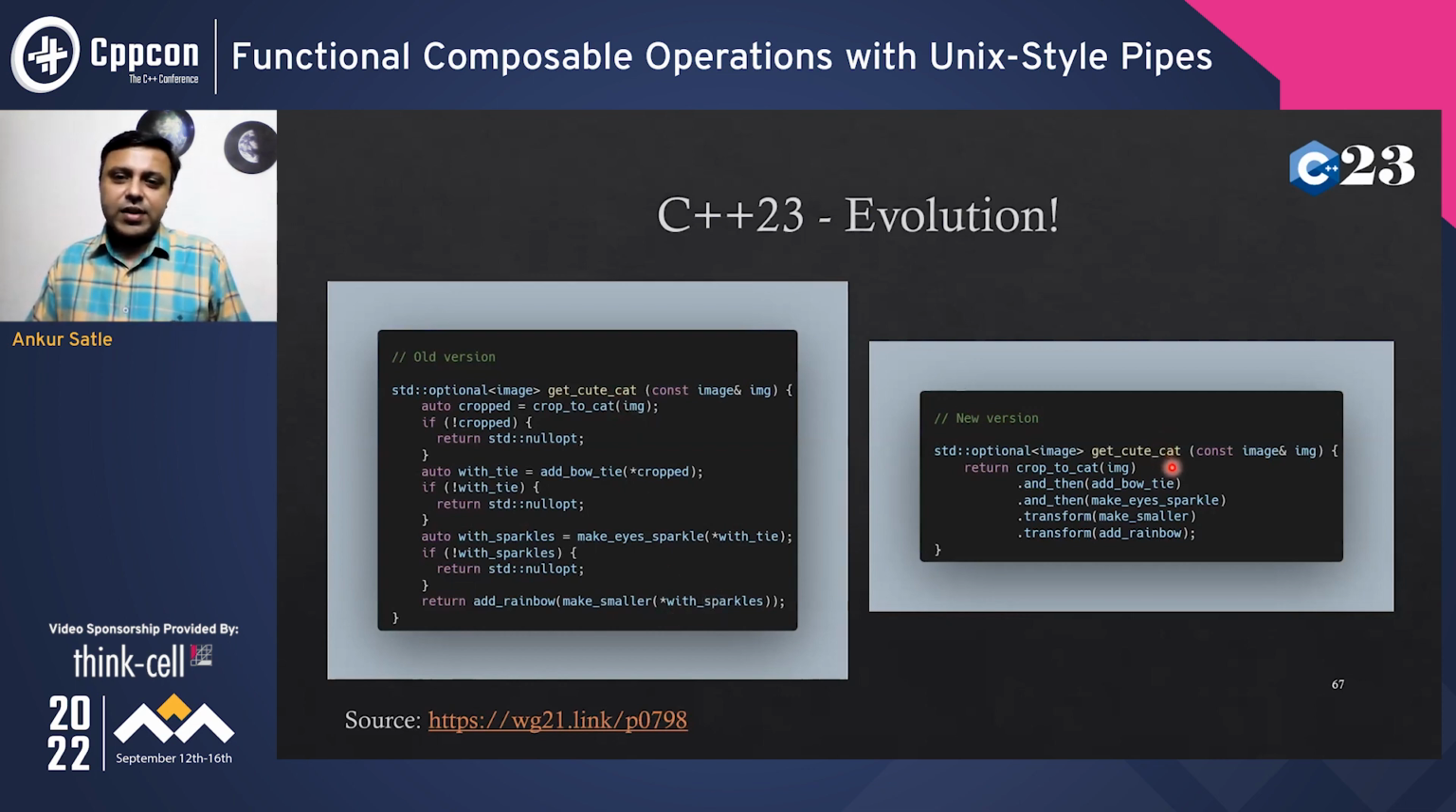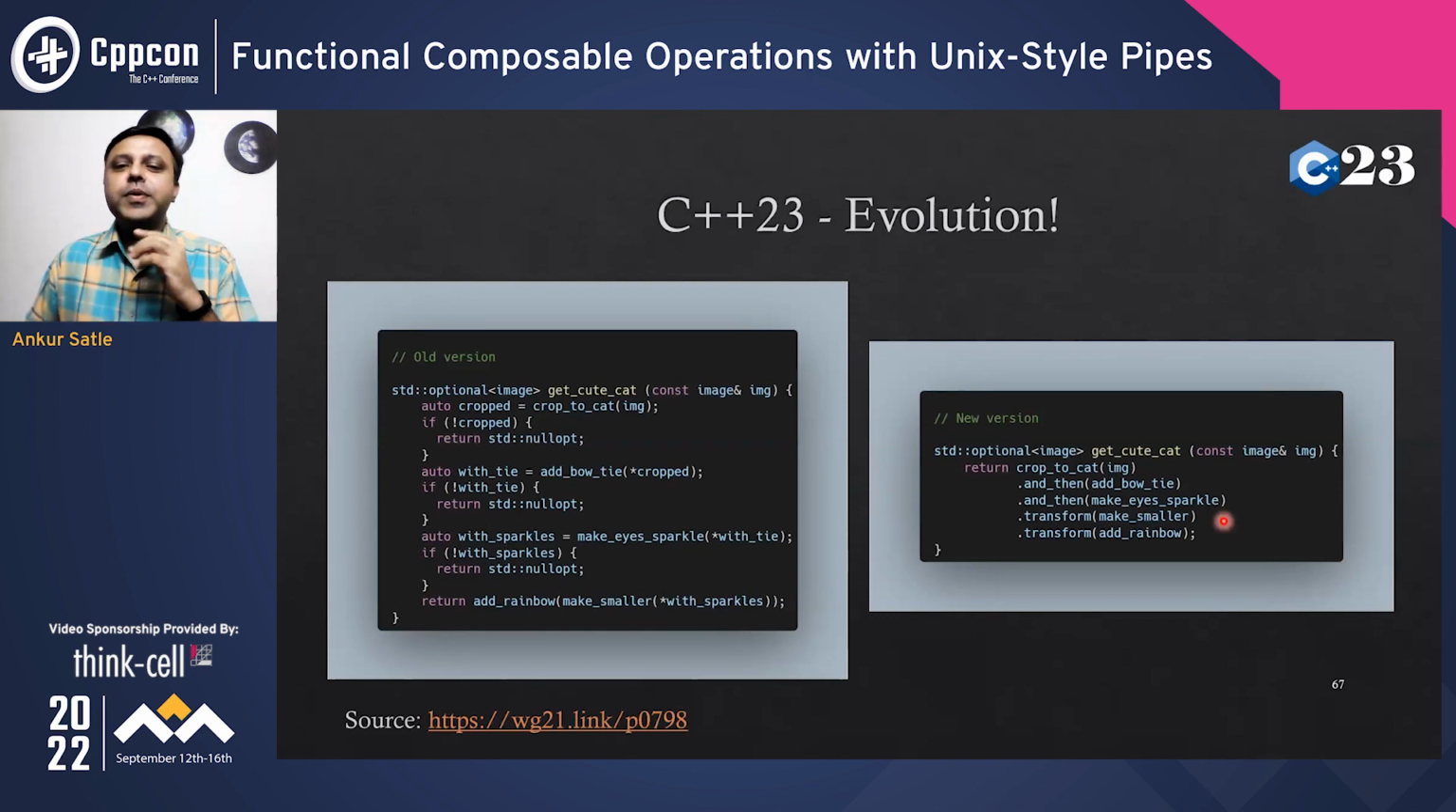In C++23, if you attended Cybrand's session an hour ago, or you didn't attend the other C++23 session happening right now, if you have not seen this before, this is just for you quickly. This is an optional which you get after calling the first function, but then you are able to say and_then, and then take the next operation, and then the next operation, or you can transform into something else. We'll see the difference between and_then and transform.